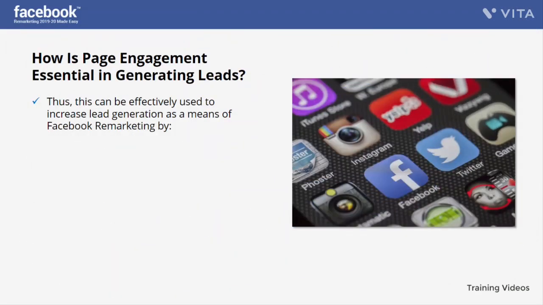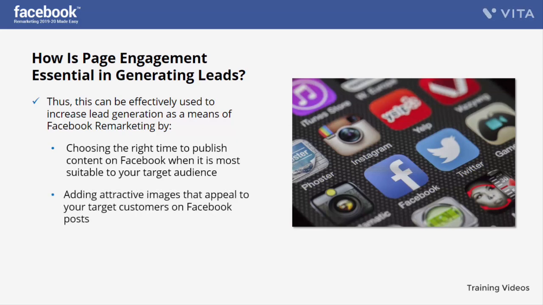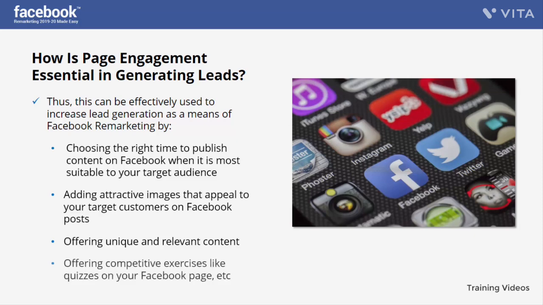Thus, this can be effectively used to increase lead generation as a means of Facebook remarketing by choosing the right time to publish content on Facebook when it is most suitable to your target audience, adding attractive images that appeal to your target customers on Facebook posts, offering unique and relevant content, offering competitive exercises like quizzes on your Facebook page, etc.